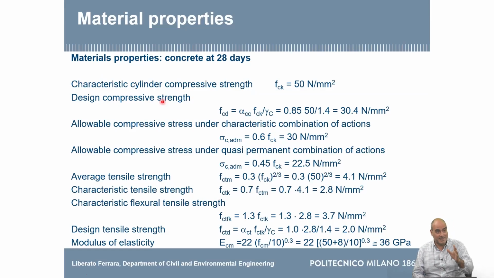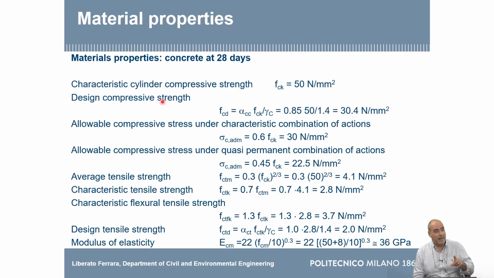Characteristic on cylinders, 60 on cubes. Between the characteristic and the average, generally speaking, there is a scattering of 10 megapascal, a little bit less in precast. So it means that average strength on cubes should be 68, 70 megapascal. This is an extremely good concrete, but that's true. In precast applications, we want high strength concrete.